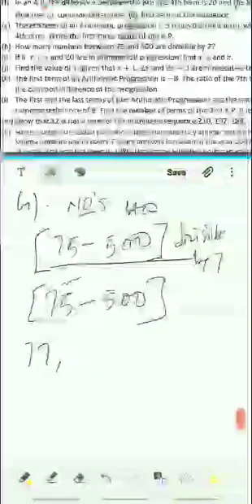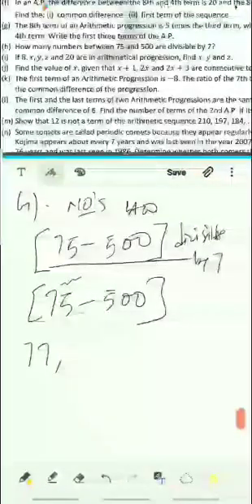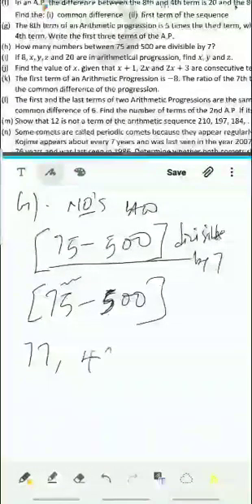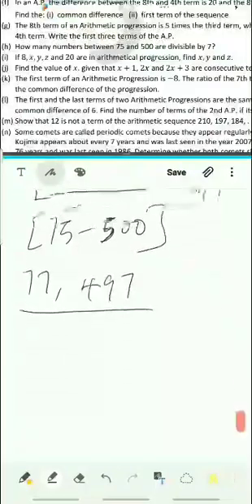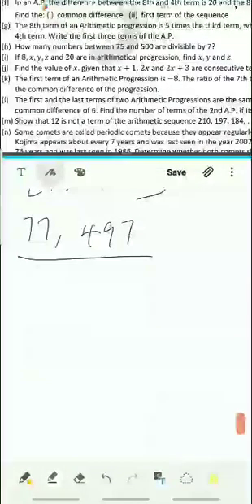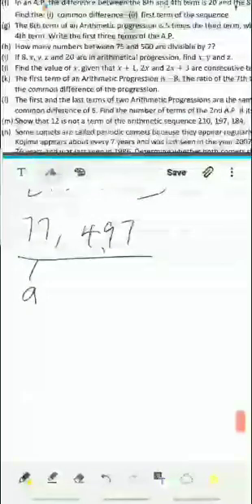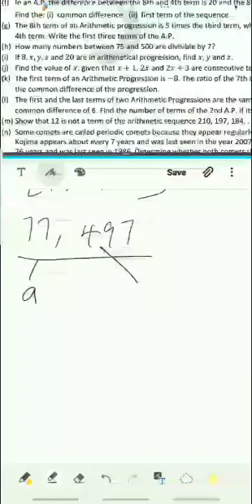Okay? And the last number also that can be divided, from this 500, 500 is the last number in the boundary. The last number that is exactly divisible by 7 is 497. Okay, because 498 cannot go, 499 cannot go, 500 cannot go. So we have 77 and 497. In other words, this 77 is your first term that can be divided by 7 in the boundary, and this is the last term that can be divided by that number in the boundary.